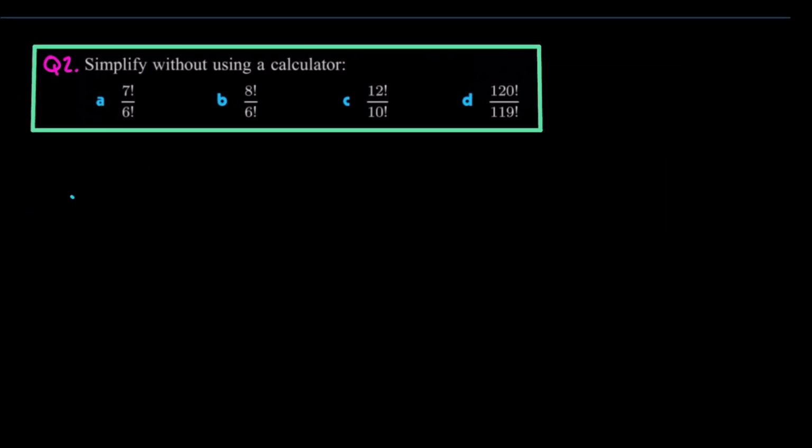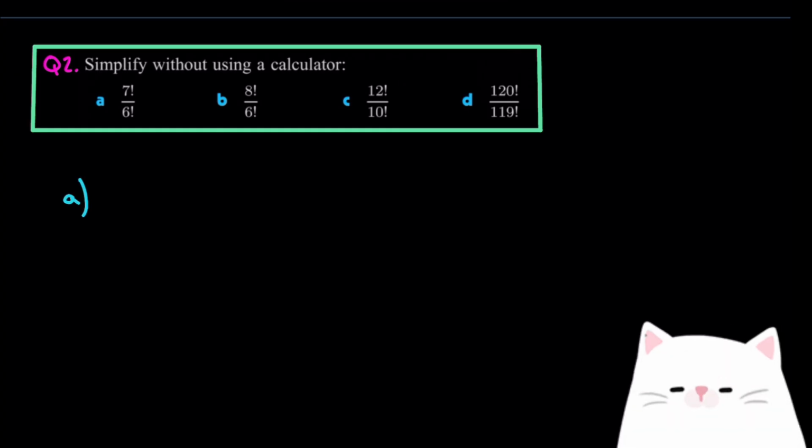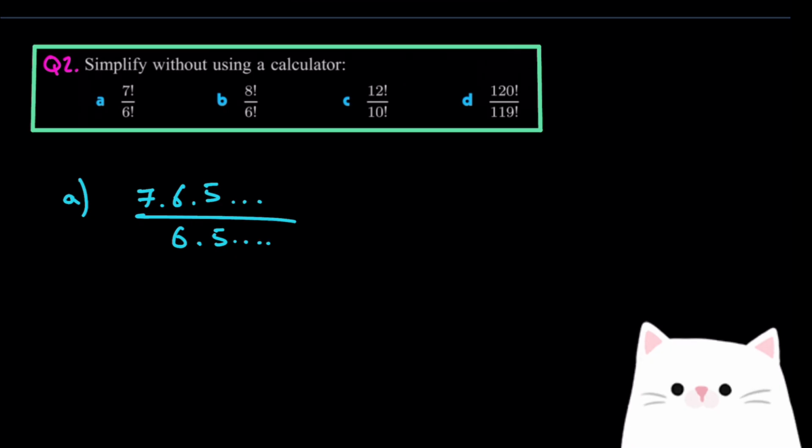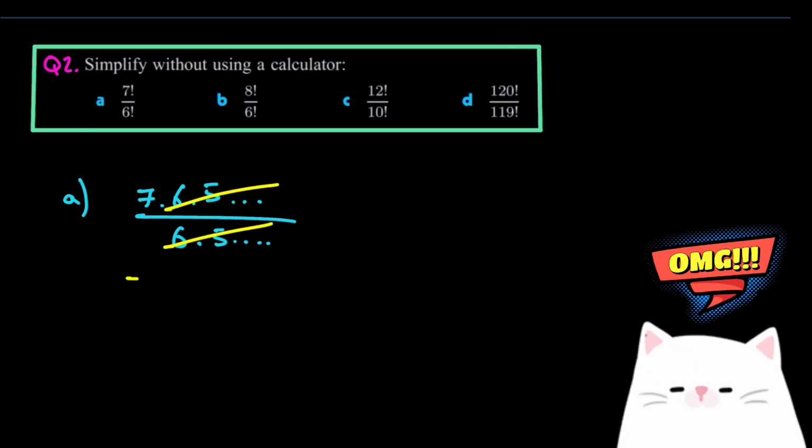Okay, simplify without using a calculator. Part A for question 2 is 7 factorial over 6 factorial. Well, that would be 7. Imagine that 7 times 6 times 5 and so on, all over 6 factorial, which is 6 times 5 all the way down to 1. So all of those are going to cancel out, just leaving you with 7. So that is the answer for part A.